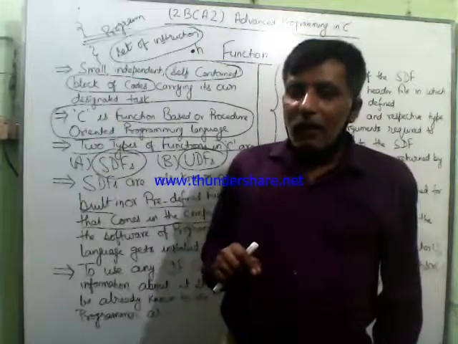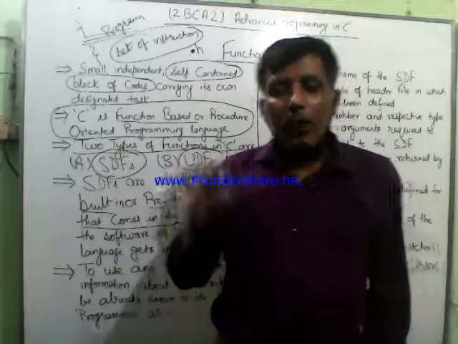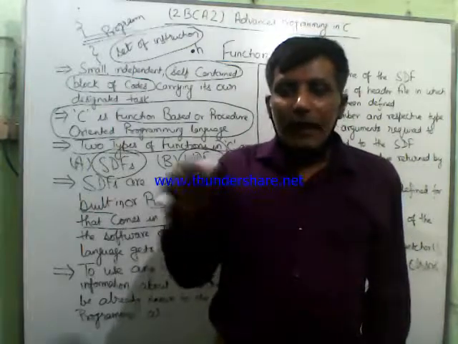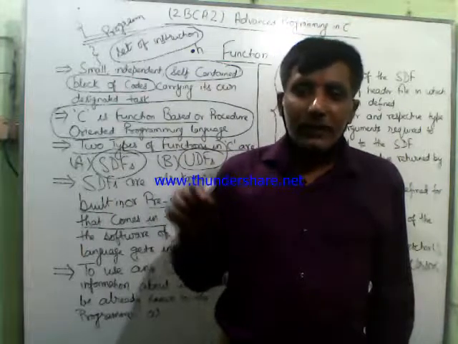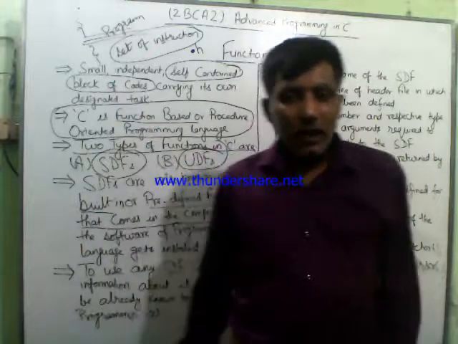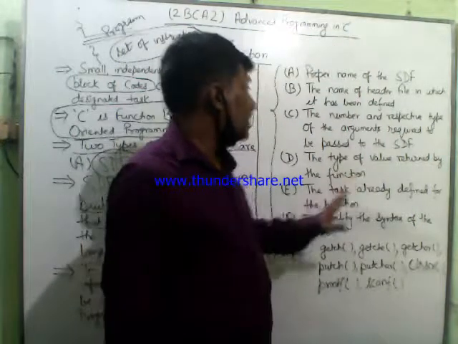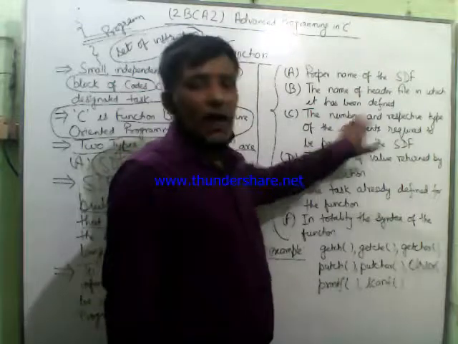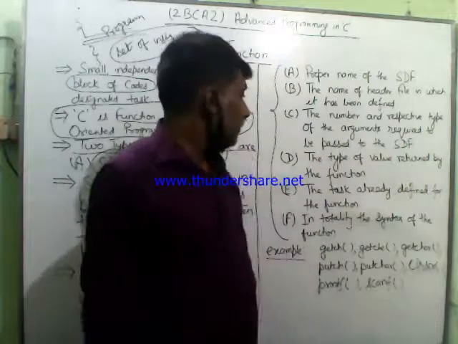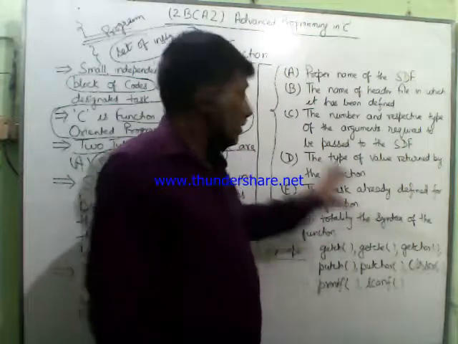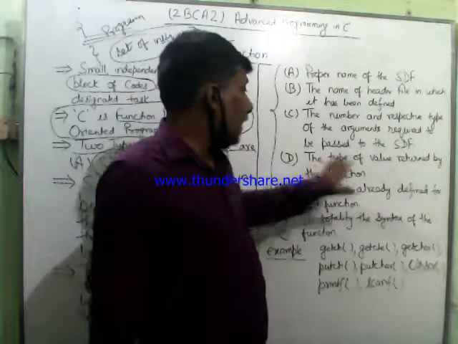Arguments are data passed to the function at the time of call in the program. Within the parentheses of the function, you write the data, and that data is known as an argument. If you are using a system defined function, you should have information about the number and respective type of arguments required to be passed to it. Another information that you should know before using a system defined function is the type of value returned by the function.